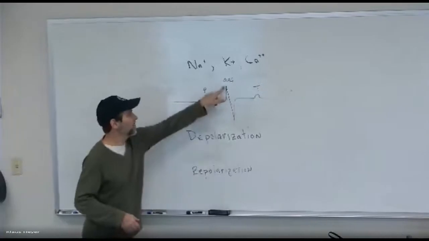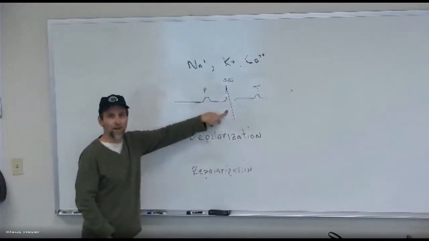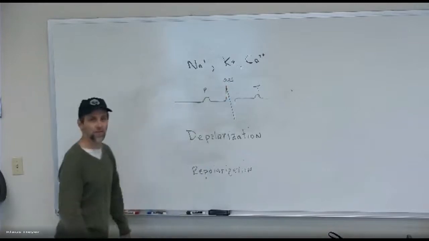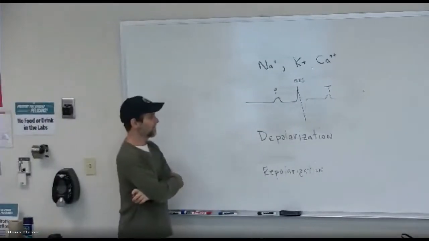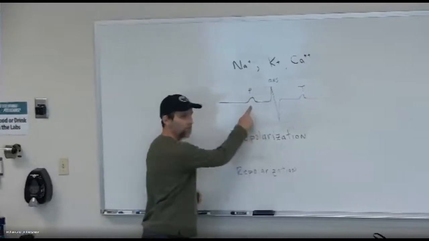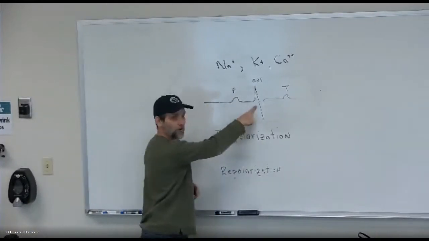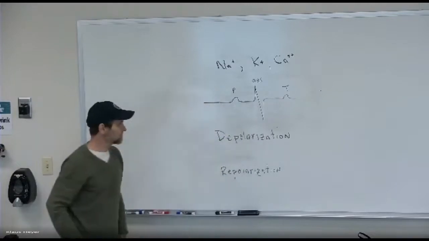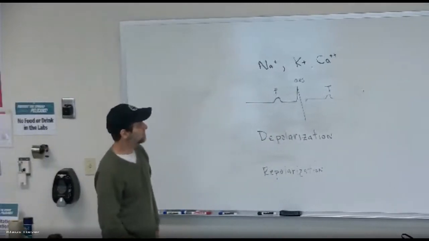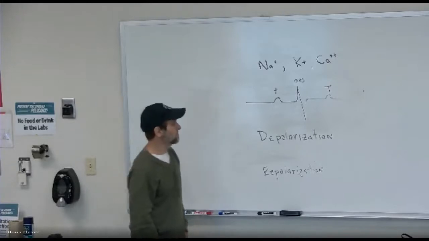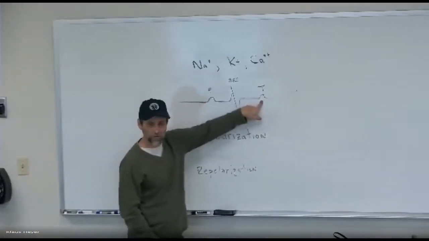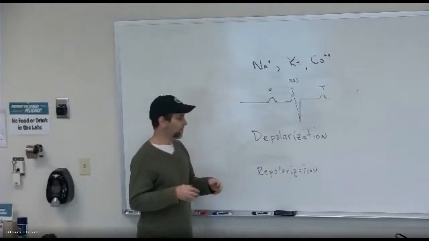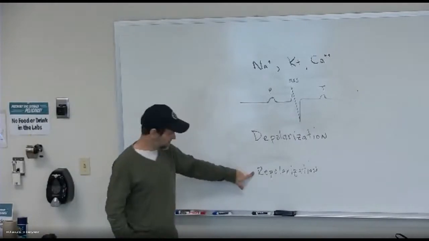The QRS complex is going to tell me that the ventricles are contracting or about to contract. This is ventricular depolarization. So the atrium are depolarizing here, the ventricles are depolarizing here. And then the last one is the T wave. The T wave is ventricular repolarization.